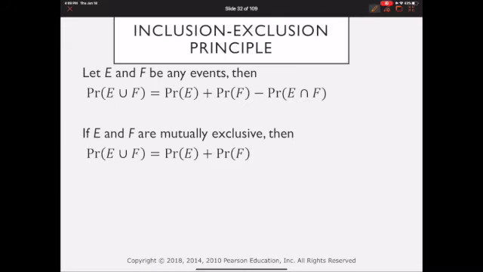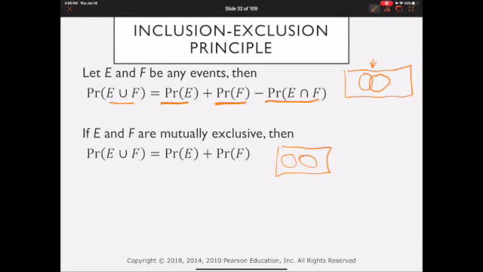Let's talk about the inclusion-exclusion principle. So let E and F be any events. Then the probability of E union F is the probability of E occurring plus the probability of F occurring minus their intersection, right? That means these events would not be mutually exclusive. We have to subtract the intersection, otherwise it's double counted. If two events are mutually exclusive, then I can just add their probabilities, no problem. There's no overlap.